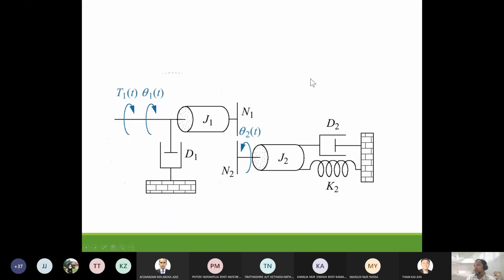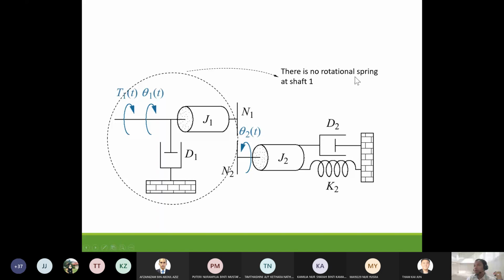Okay. Now on this shaft, theta 1, we have no spring. But on theta 2, we only have spring K2. So the equivalent spring, the K equivalent, equals only K2 because we don't have spring from theta 1. So we don't transfer any impedance from the spring. So the spring equivalent equals only K2 plus nothing.